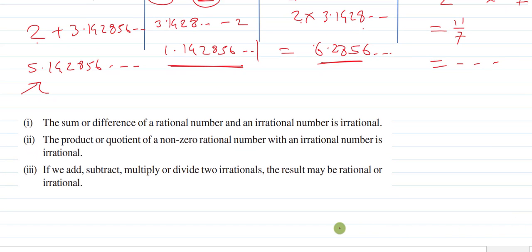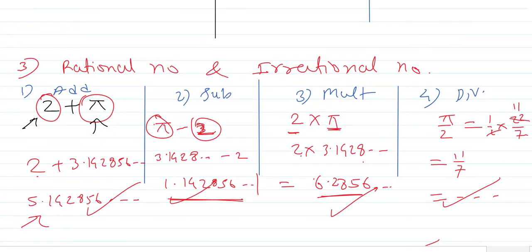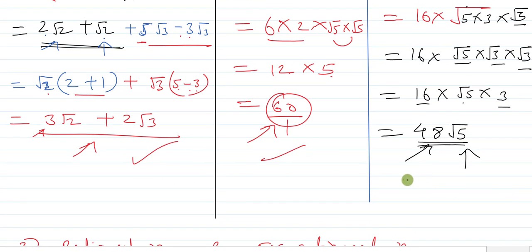Getting it? So, the conclusion we can see here, the sum and or the difference of a rational number and an irrational number will be an irrational number. This we have seen in these two examples. The product or the quotient of a non-zero rational number with an irrational number is an irrational number. This we have seen, product and quotient, right? If we add, subtract, multiply or divide two irrational numbers, the result may or may not be an irrational number that we have seen in this one, right?